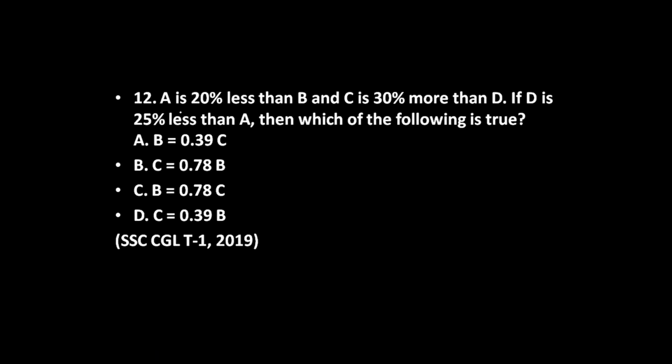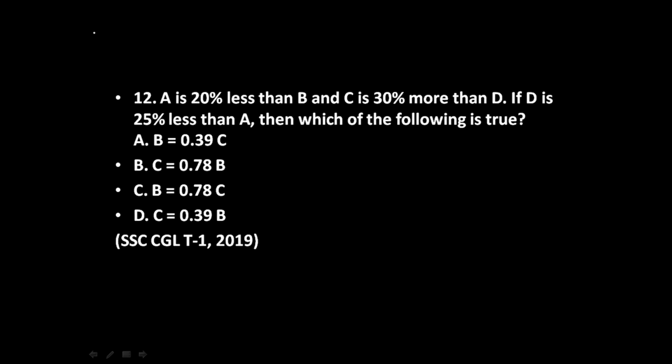It says A is 20% less than B and C is 30% more than D. If D is 25% less than A, then which of the following is true? So I will solve it. Let's see. Number 12. A is 20% less than B and C is 30% more than D. If D is 25% less than A, then which of the following is true?